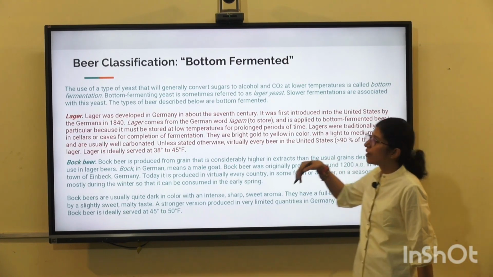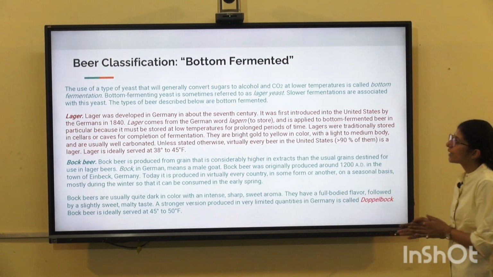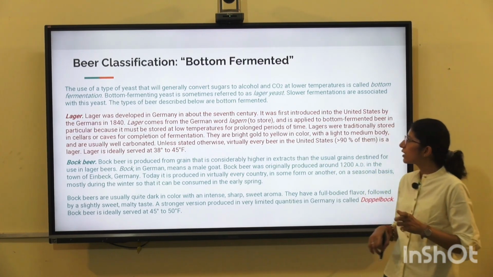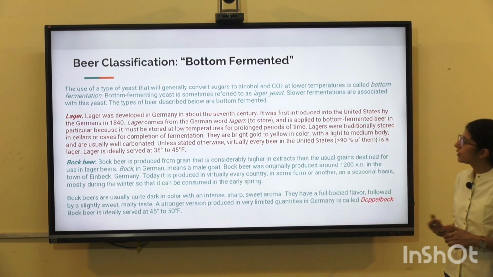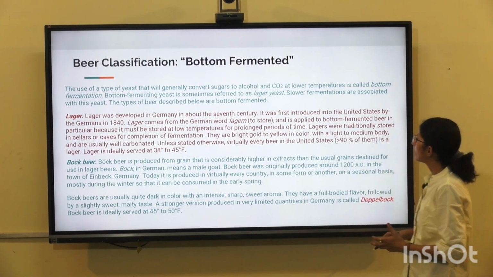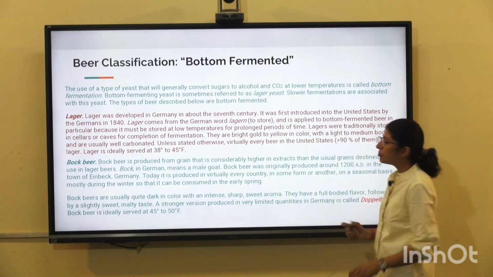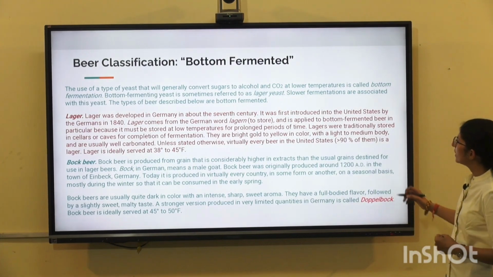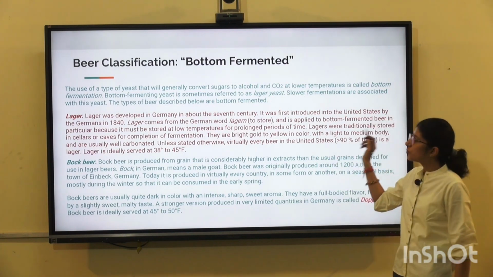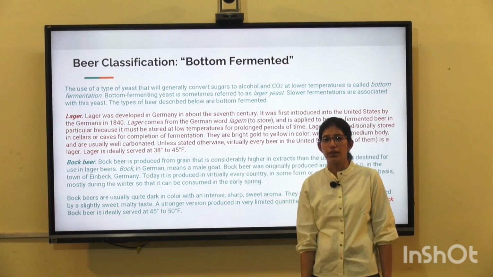In the bottle fermented beer, we have, from the previous gist of what beer is, bottle fermented. First one is the lager, bock beer. Now, what is lager? Lager was generally developed by the Germans in 1840, with the word lager meaning to store, and it is applied to bottle fermented beer because it is stored at a low temperature for a prolonged period of time, usually in caves, for the completion of the fermentation process. They are bright yellow to goldish in color, aromatic and light to medium body, while they are usually well carbonated. In the United States, 90% of the beer is of lager type, and they are usually served at a temperature of 38 to 45 degrees Fahrenheit.